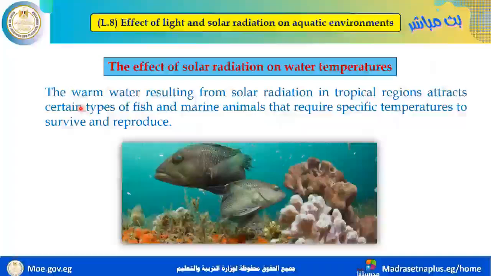Also, the warm water resulting from solar radiation in tropical regions attracts certain types of fish and marine animals that require specific temperatures to survive and reproduce. So the heat, or the temperature, controls and attracts different kinds of living creatures. So the temperature affects the distribution of living creatures in the different areas inside the ocean.